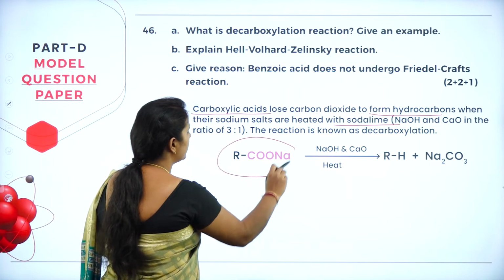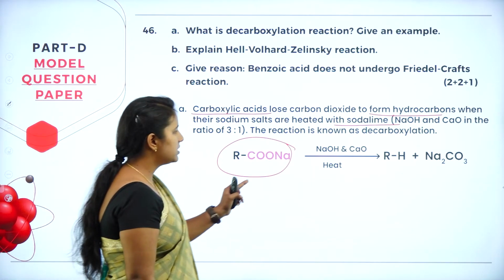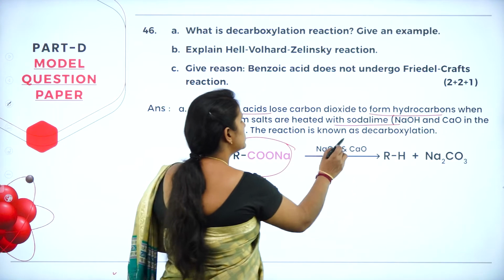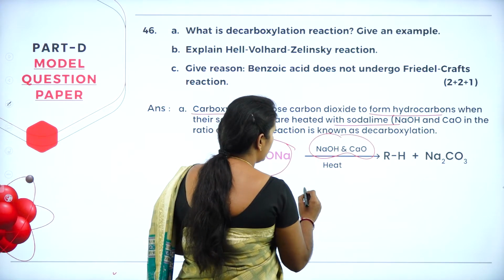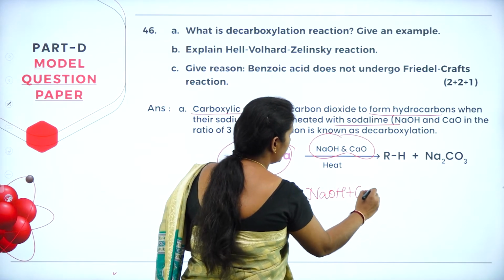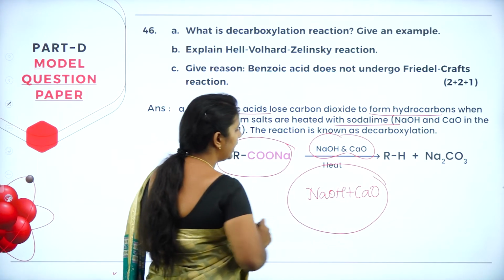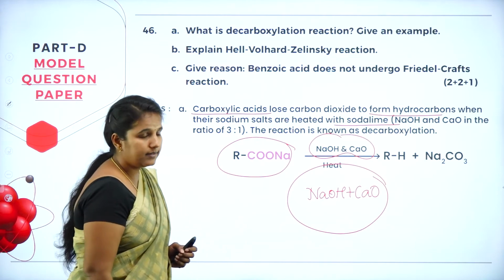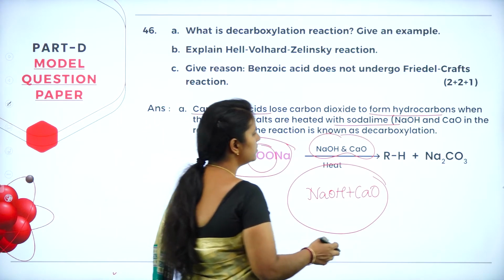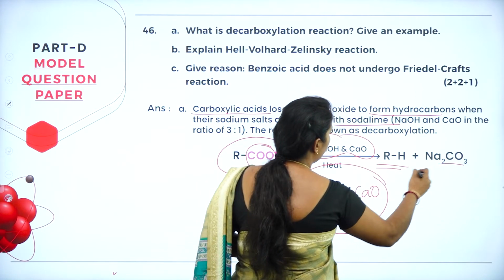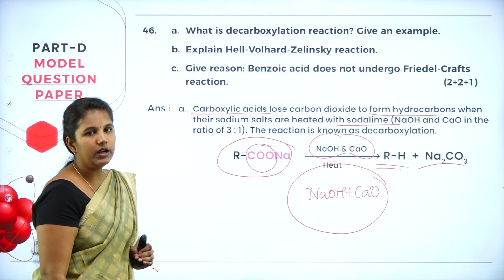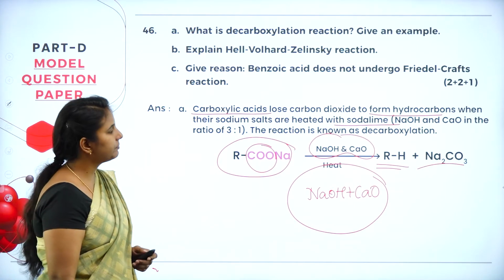Here, this is the sodium salt of a carboxylic acid which is heated with soda lime, that is a mixture of sodium hydroxide and calcium oxide. Okay, and if you heat it, this COO group will be lost to form a hydrocarbon with the formation of sodium carbonate. This process is known as what? Decarboxylation.